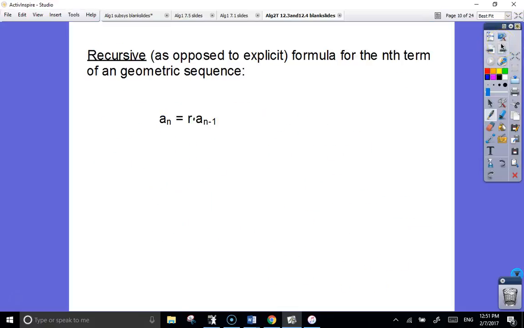Okay, so we have a recursive formula for this, just like we did for arithmetic. And it says, just the basics: if you want to know the nth term of a geometric sequence, then you multiply the term before it times the common ratio. It's kind of the way you actually think of it, just whether or not you see it when you look at that, right? So multiply the term before by r, and you get the next term.